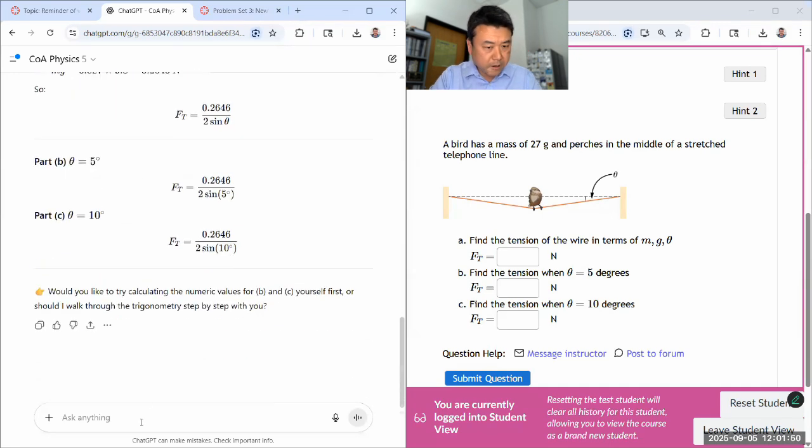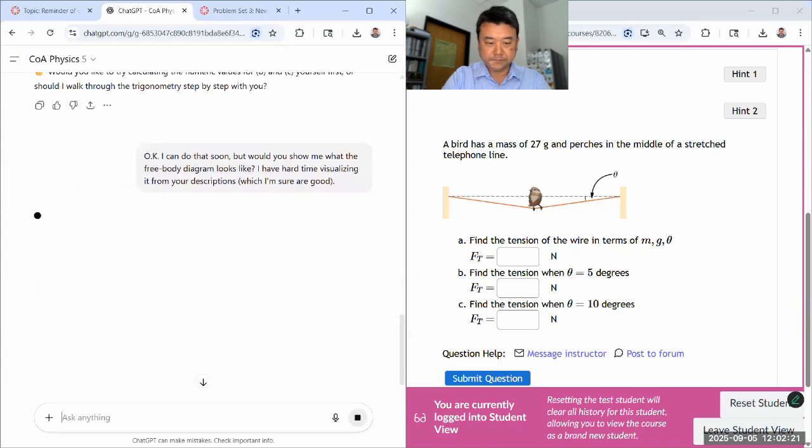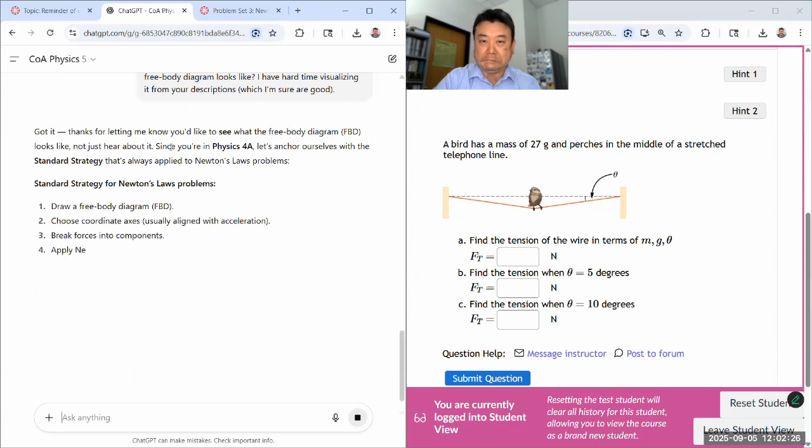Let me just do... Yeah, this is too trivial of a step for people to learn from. So okay, I can do that soon. But would you show me what the free body diagram looks like? I have a hard time visualizing it from your descriptions, which I'm sure are good. They say if you flatter generative AI, it acts better.